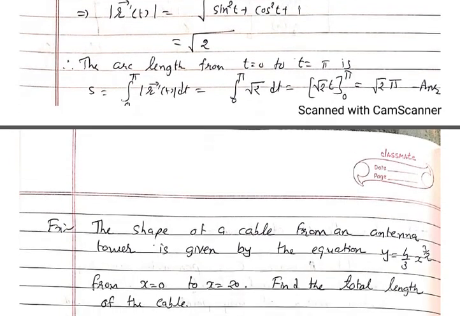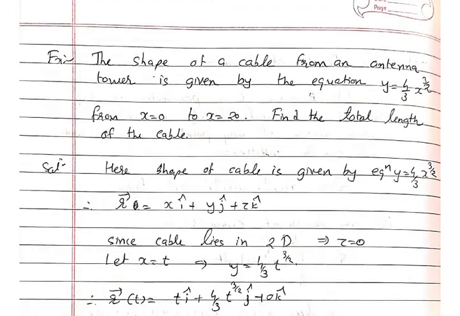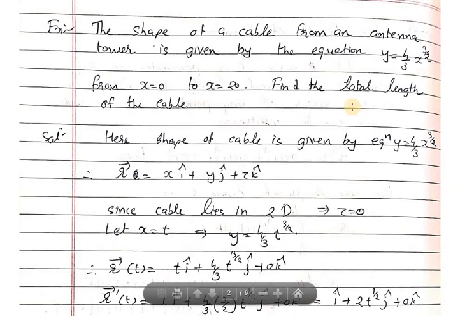In the same manner we are going to check the second example. The shape of a cable from an antenna tower is given by the equation y = 4/3 x raised to 3/2, from x = 0 to x = 20. Find the total length of the cable.